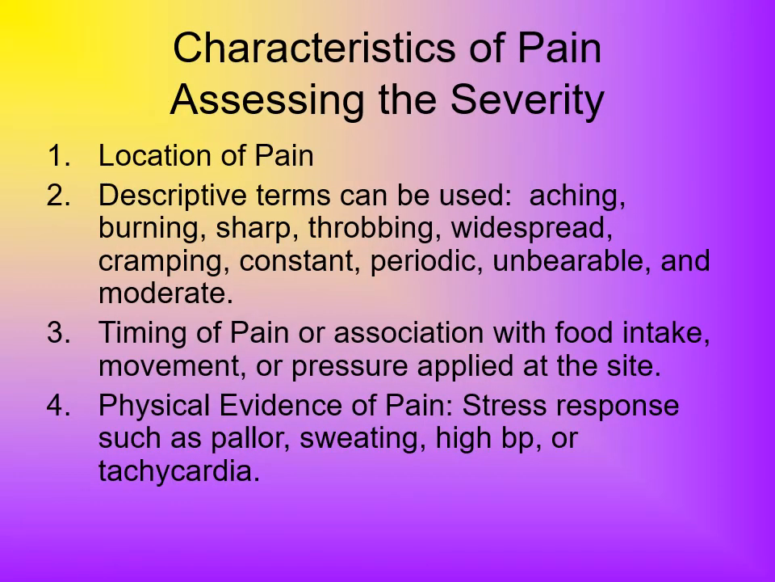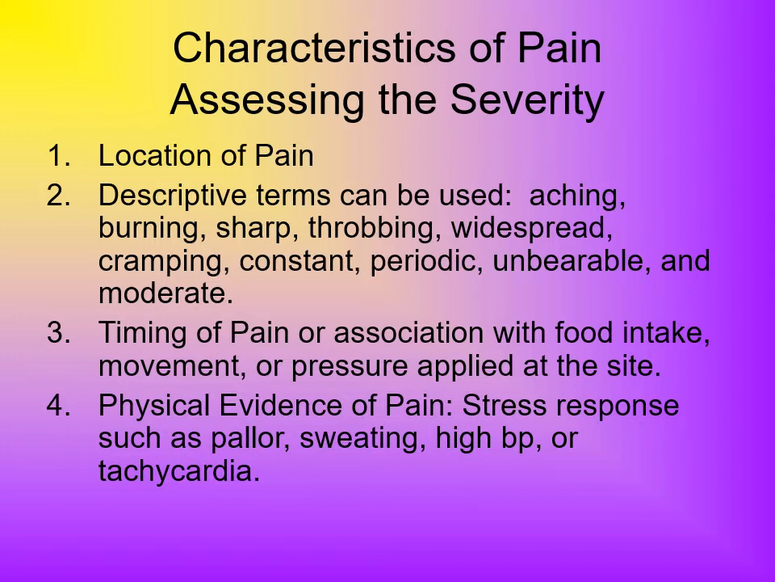So the characteristics of pain, let's assess the severity. The localization of pain is the first thing, and sometimes it's not specific due to referred pain and reference to various dermatomes. And we'll talk about referred pain in a few minutes. Descriptive terms can be used. Pain can be aching, burning, it can be sharp, throbbing, widespread, cramping, constant, periodic, unbearable, and moderate. Those are some descriptive terms used to define types of pain.